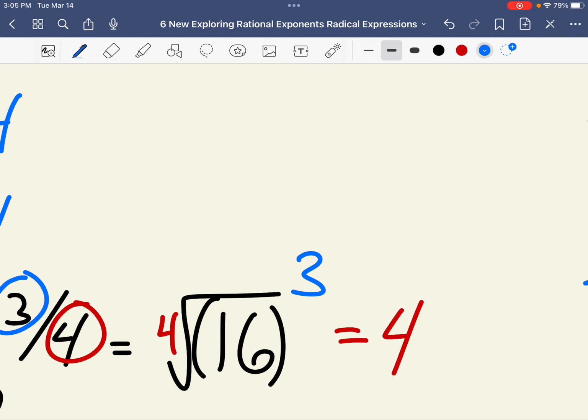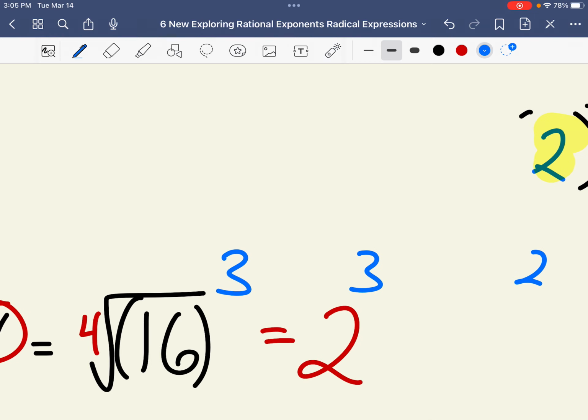And then the power of 3, well, oh, whoops, it's not the number 4. Sorry, I'm getting a little excited. It's the number 2. We just did that. The 4th root of 16 is the number 2. And then that's going to be to the 3rd power. Oh, wait a minute, we just did that. It's actually the same problem from above. And so our final answer comes out to be 8.